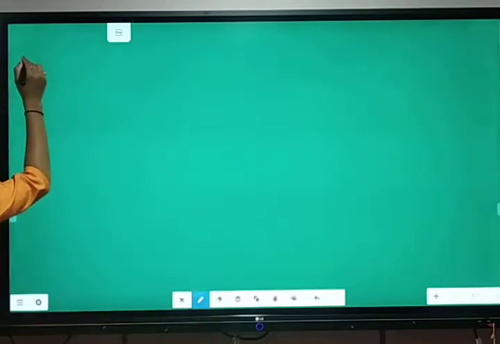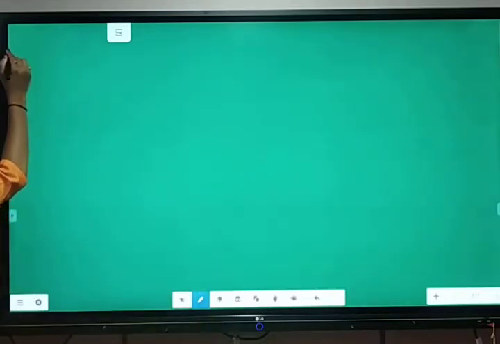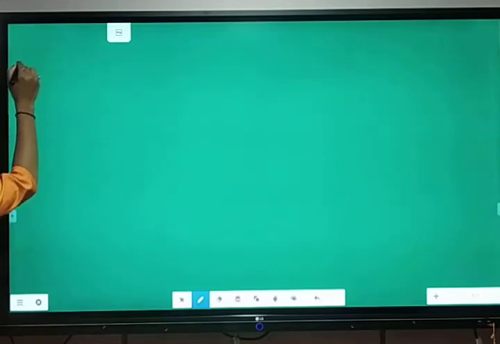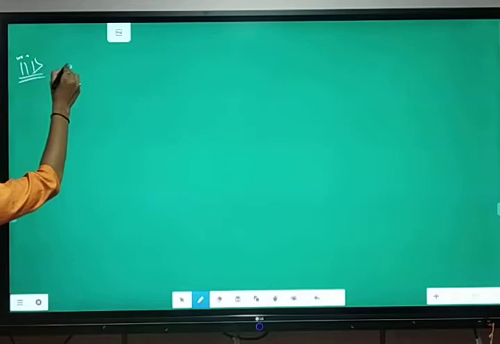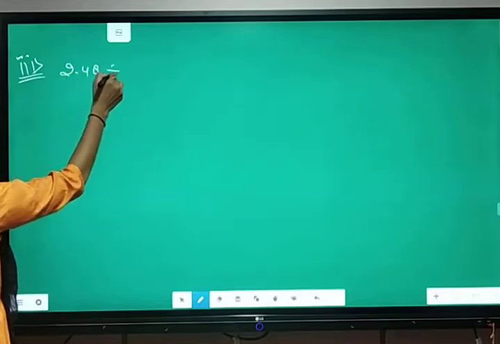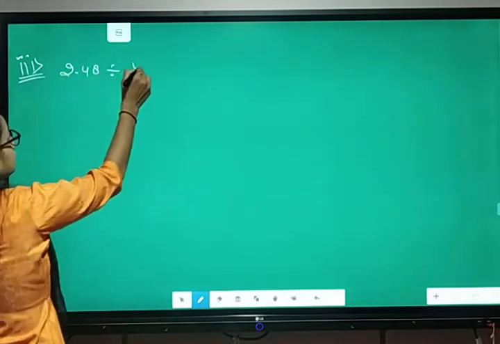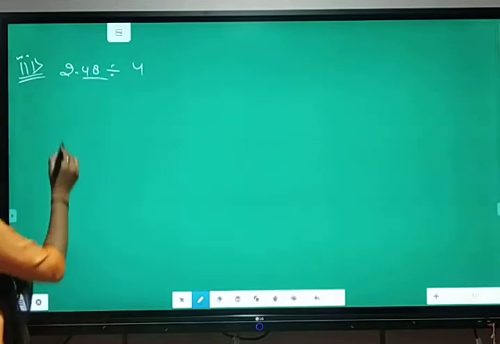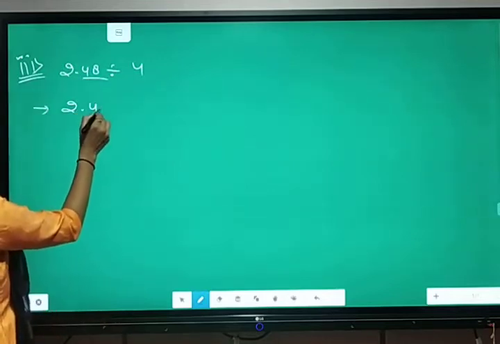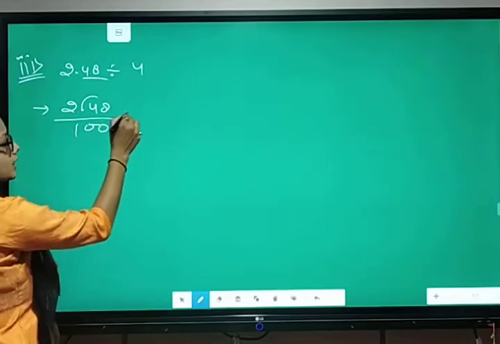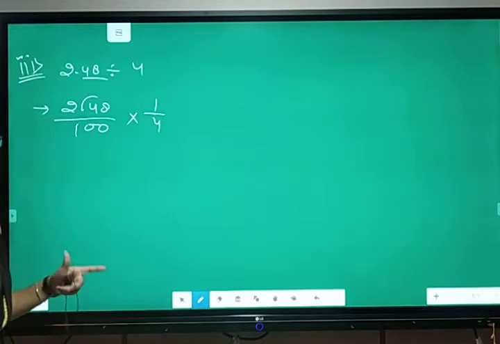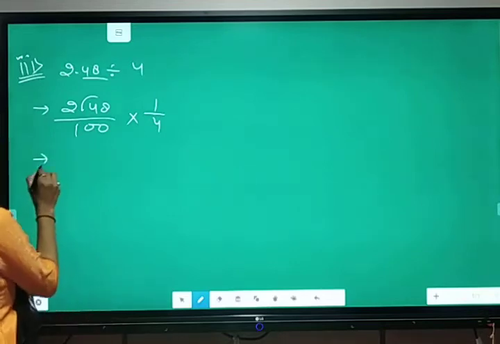Next is question number third. 2.48 divided by 4. There are two digits right of the decimal point, so we can write 248, denominator is 100. Sign will be changed, 1 by 4. Reciprocal the second fraction.